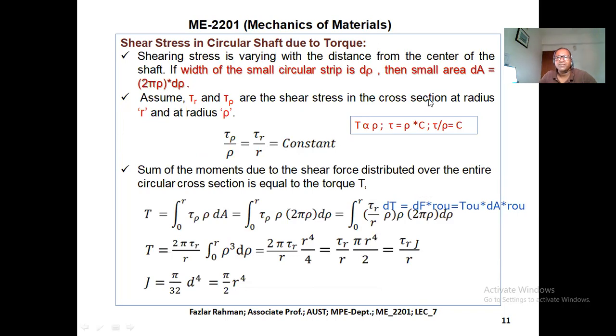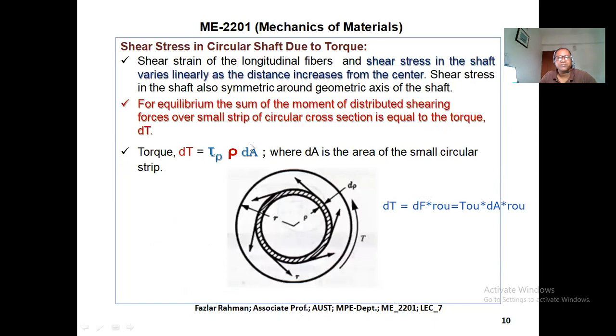What will be the small area dA? This small area. How can we figure it out? Anyone? If I cut it right over here and try to make it straight, then what will you get? You will get a long strip like that, right?